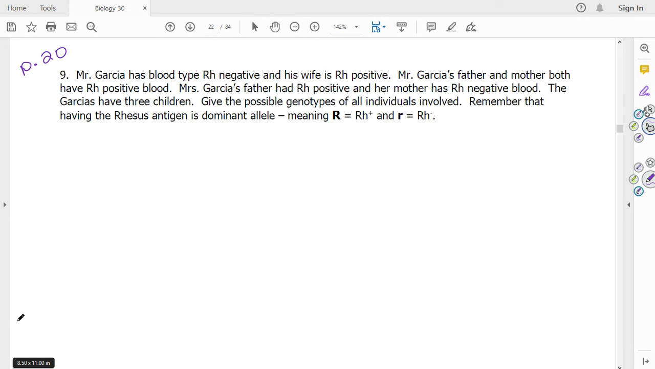Remember that having the rhesus antigen is the dominant allele, meaning capital R is Rh positive, so they do have it, and little r is Rh negative. Okay, I'm going to draw this like a family tree.